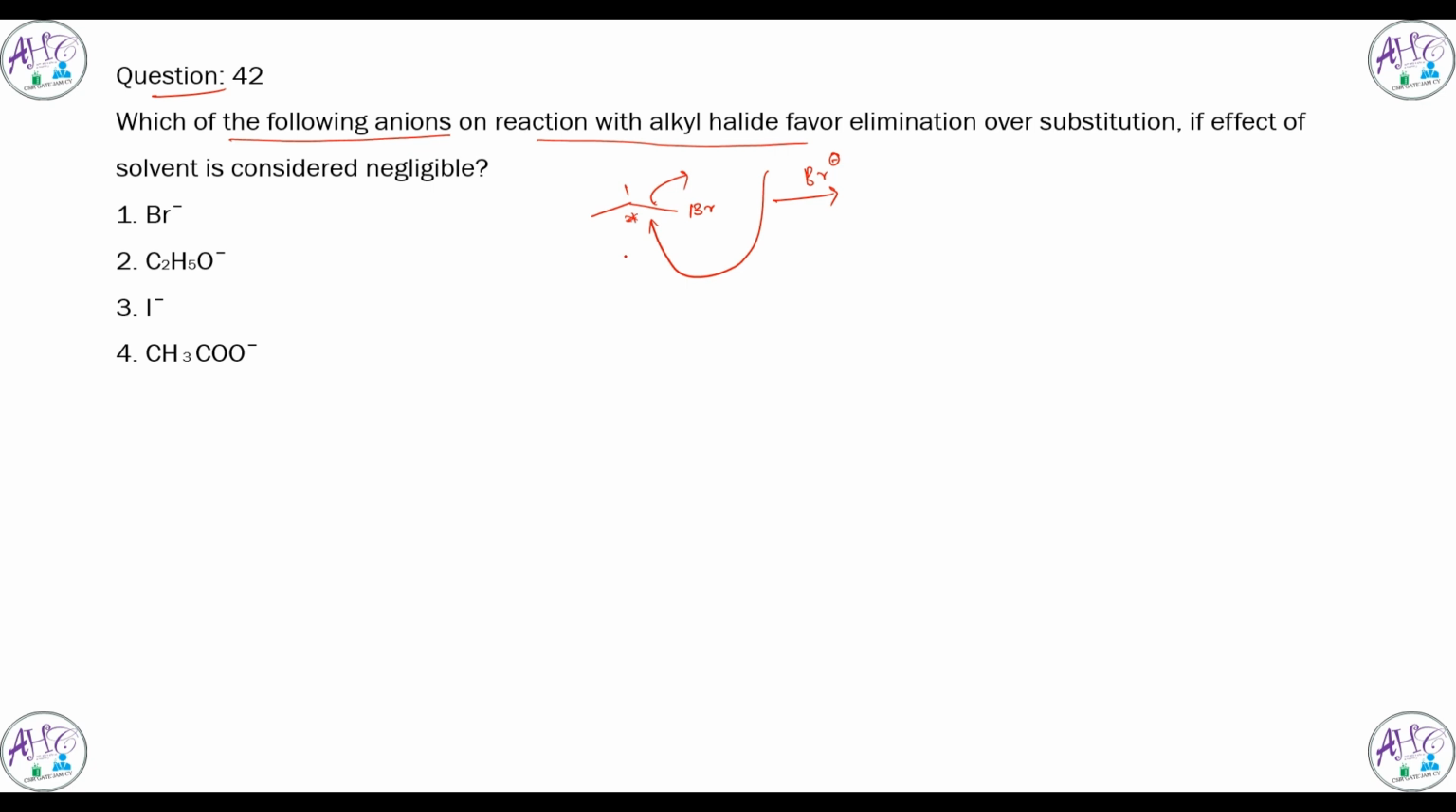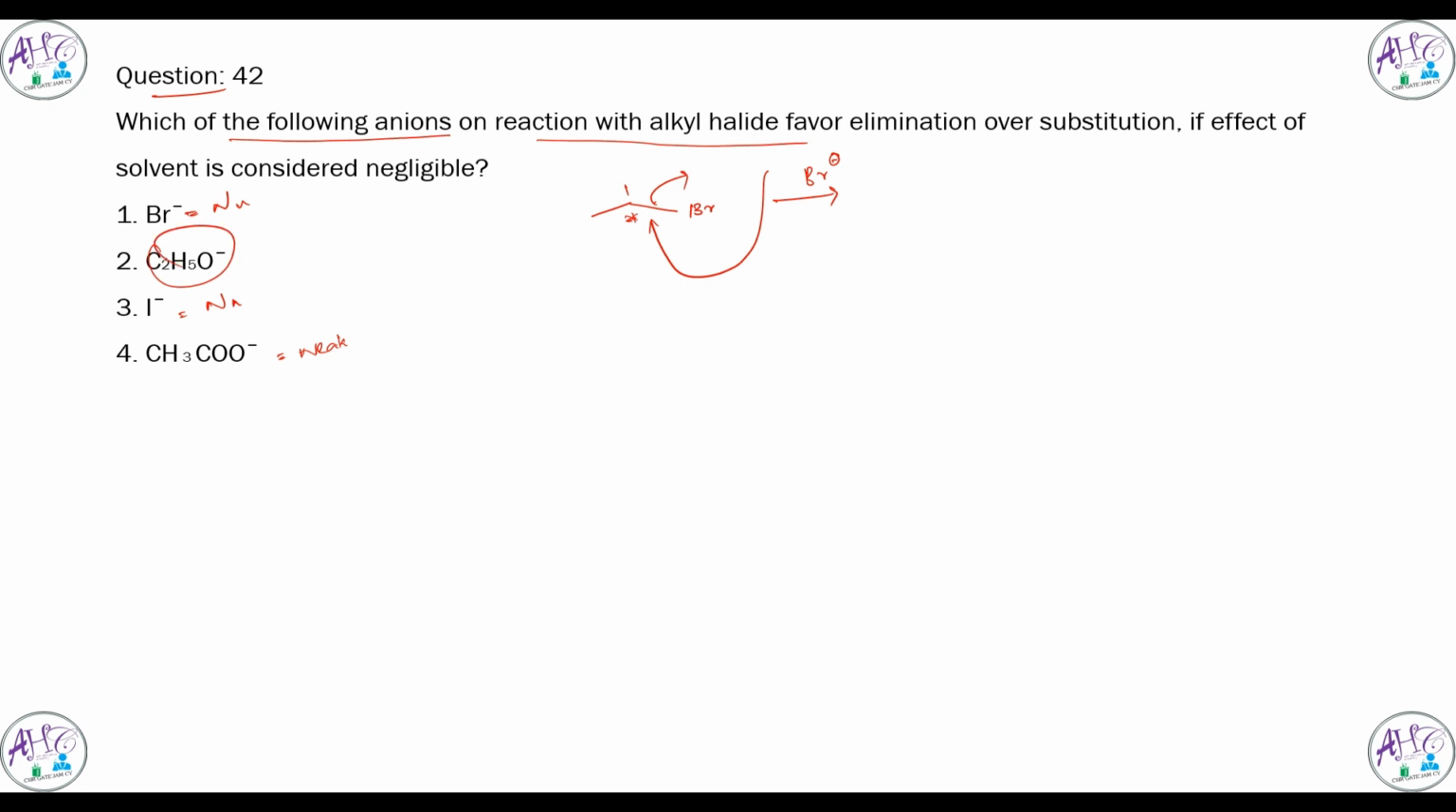You don't need a nucleophile. So we know that bromine is going to act as a nucleophile, iodine is going to act as a nucleophile, and your CH3COO- acetate is going to act as a nucleophile only, because this is a weak base. This is actually a weak acid, so this is not actually a very good nucleophile.